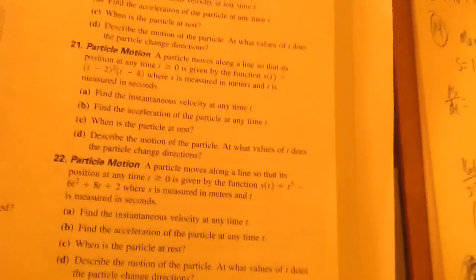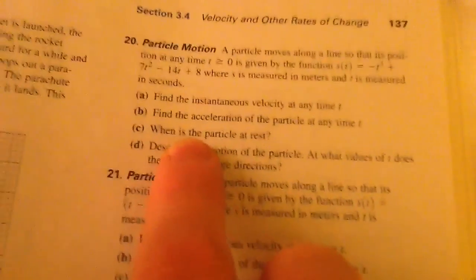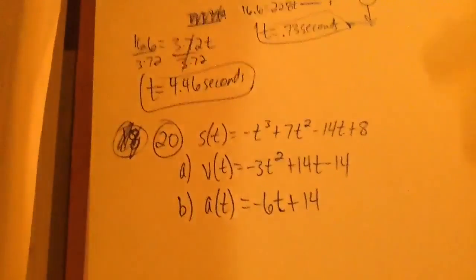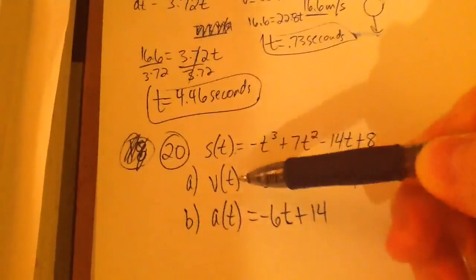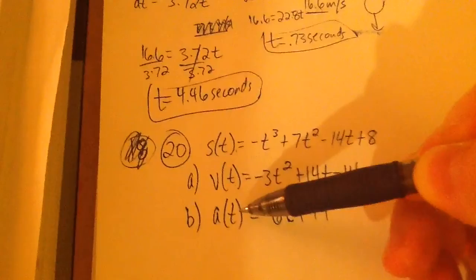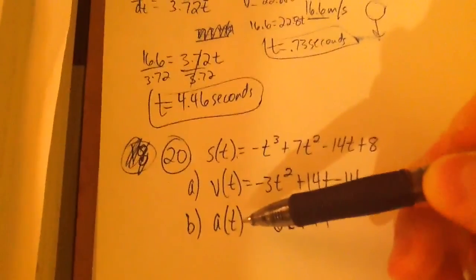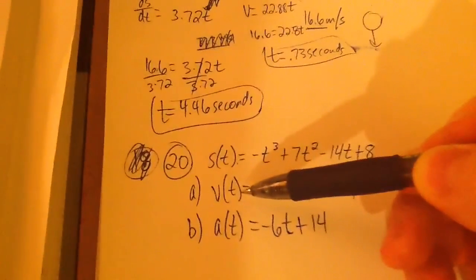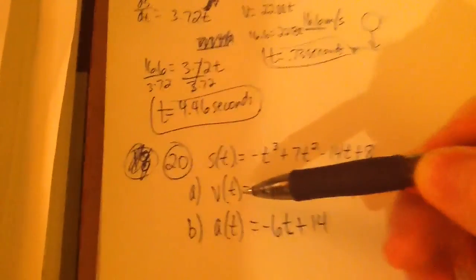Oh, here we go. When is the particle at rest? Oh no, that's the wrong problem. Oh no, same question. When is the particle at rest? See, at rest means what? It means you're not moving, right? And when you're not moving, which of these explain motion? That doesn't, that tells you where you're at. That doesn't, that tells you how fast your speed is changing. But velocity tells you how fast you're moving. So if you're at rest, your velocity is 0.